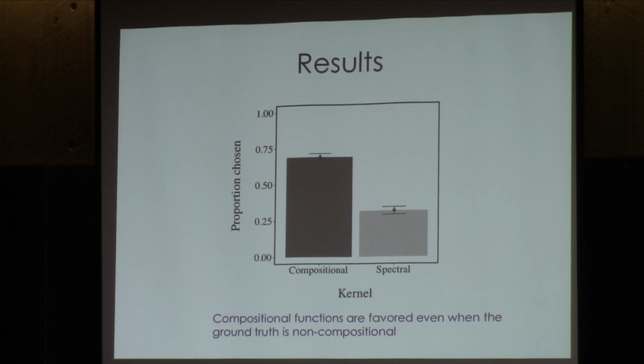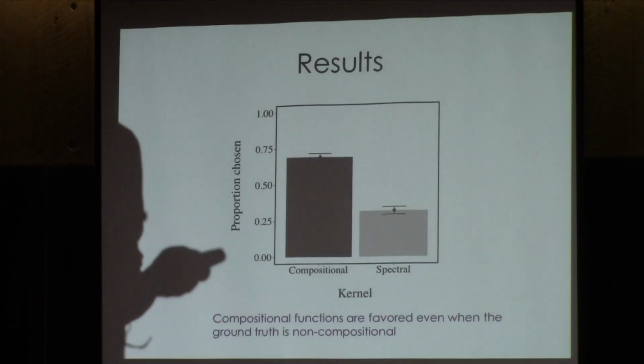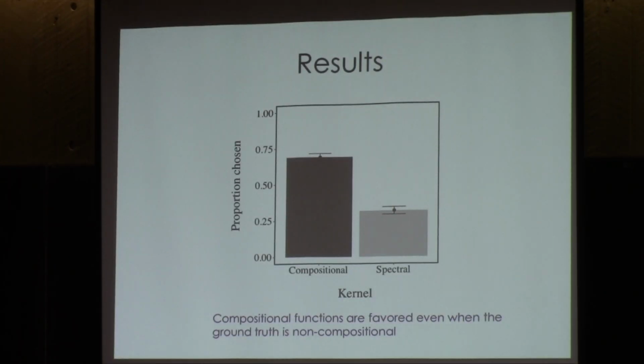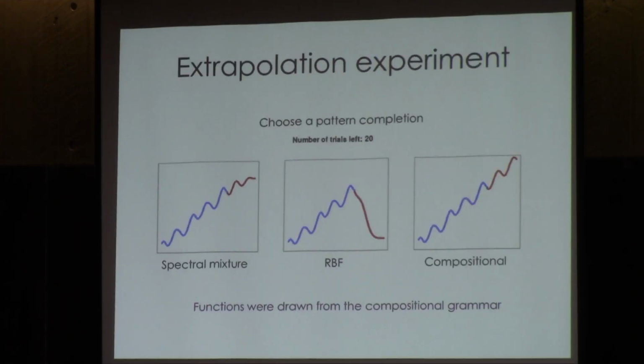Sorry, could you explain that figure? What was presented and what was chosen? So the experiment looks like this, just like I showed you before. The only difference between the first experiment and the second experiment is that these blue functions here were drawn in the first experiment from a compositional kernel, and in the second experiment, they were drawn from a spectral mixture kernel. And in both cases, people chose the extrapolation more often from the compositional kernel rather than from the spectral mixture kernel.